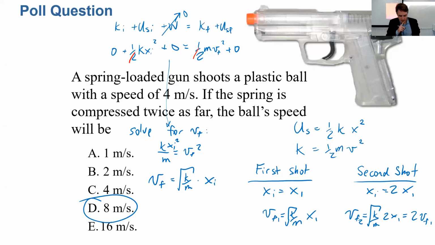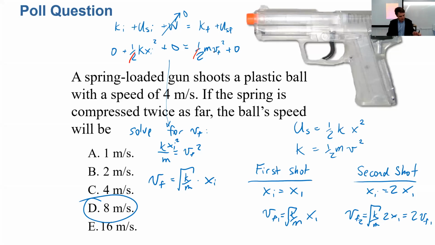Basically, it was related to the 1/2 mv squared was related to 1/2 x squared. And so when you square rooted both sides of that equation, there's just a linear dependence on how much you compress the ball and how fast the ball goes. So good if you had that.